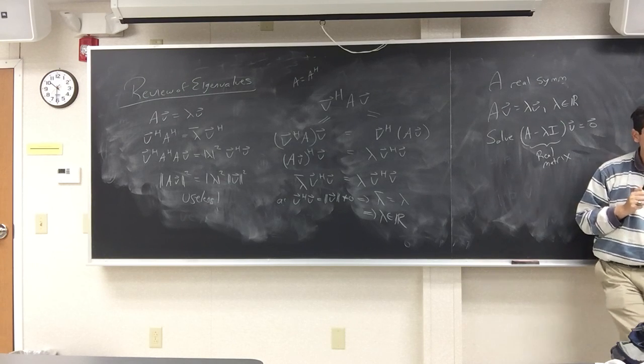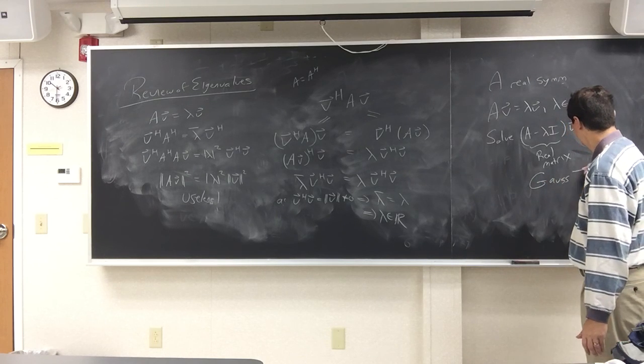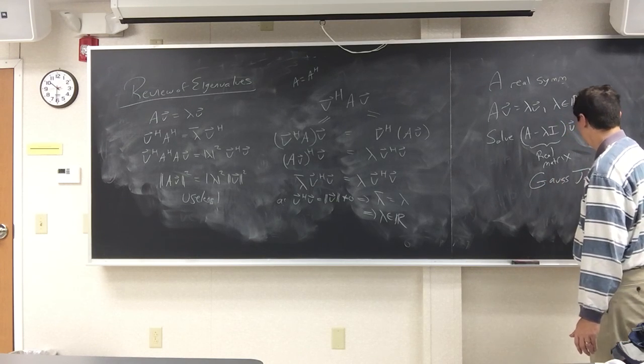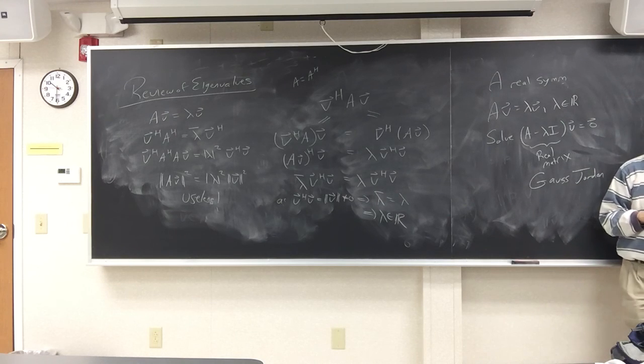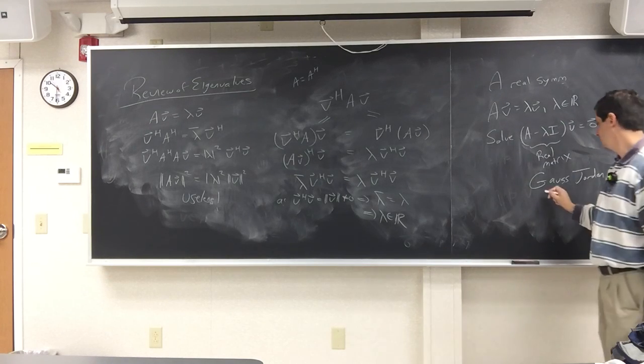So do you remember Gauss-Jordan? Going through and trying to solve. I think you often use Gauss-Jordan to find like the inverse of a matrix, or Gaussian elimination.